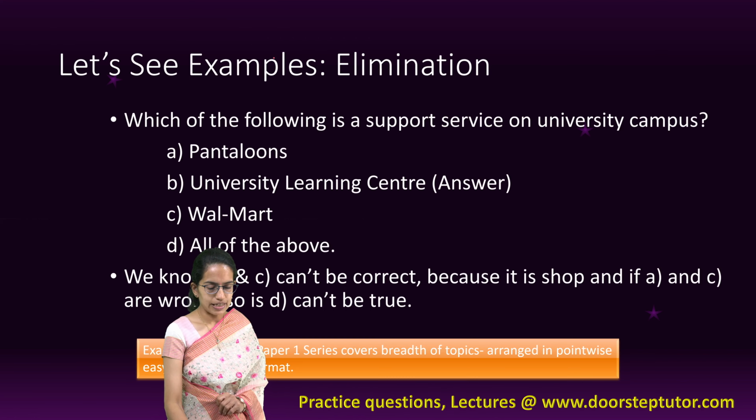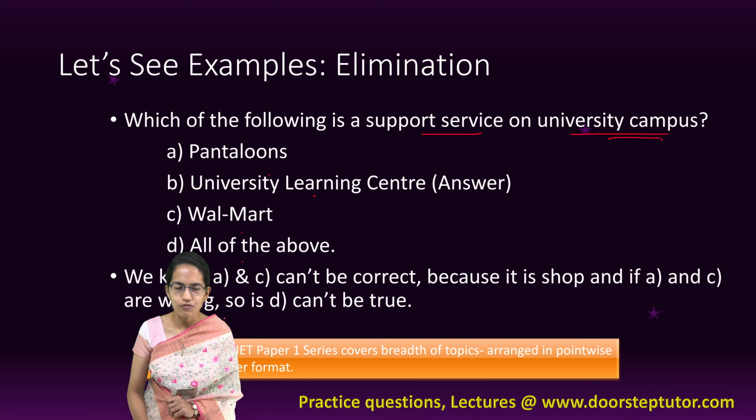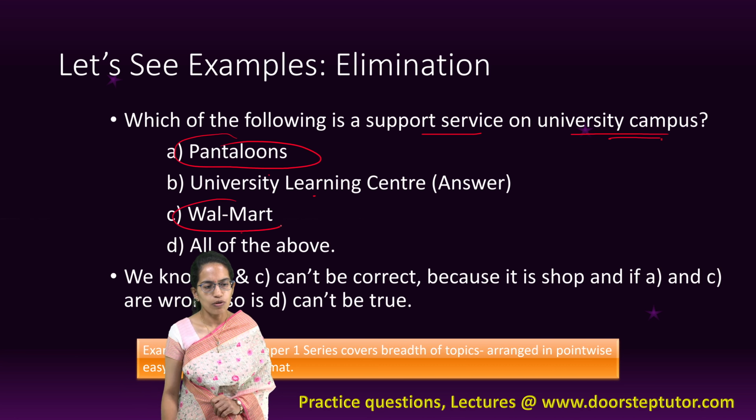The first technique is elimination. Let's say: which of the following is a support service on a university campus: Pantaloon, University Learning Center, Walmart, and all of the above. Now I have taken a very simple example. Two of them are shopping chains, Pantaloon and Walmart. So you can easily eliminate them.